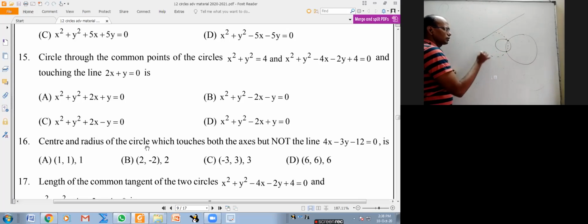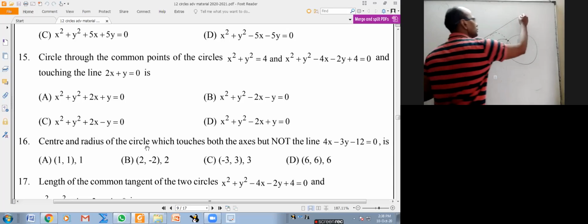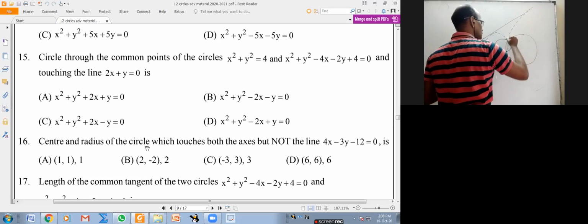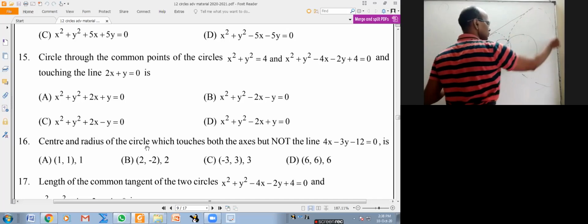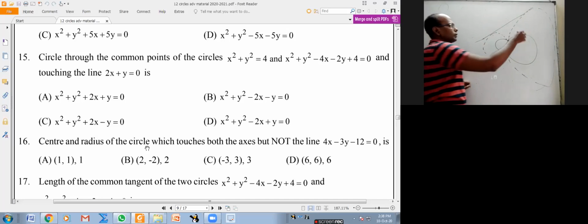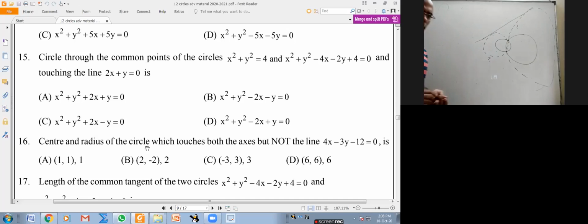One is like this, and one is somewhat like this. I cannot draw properly. What will you do? You can use the S plus lambda L equal to 0 method. So subtract these two, get the radical axis, take one of the circles, take S plus lambda L equal to 0, and apply the condition for tangency. That's all.